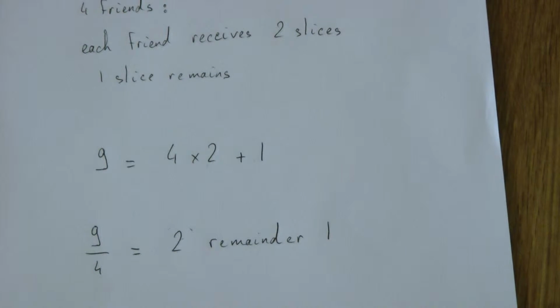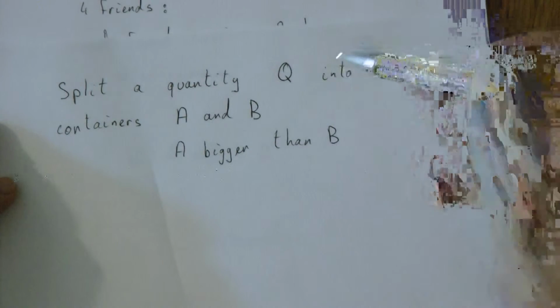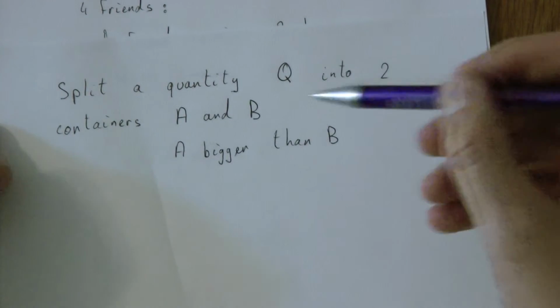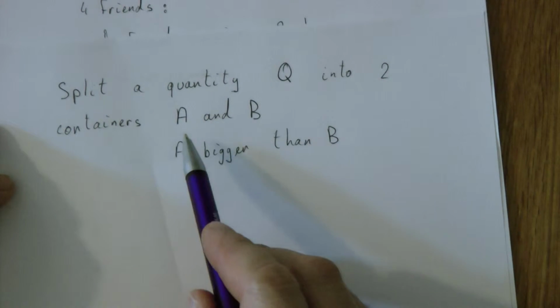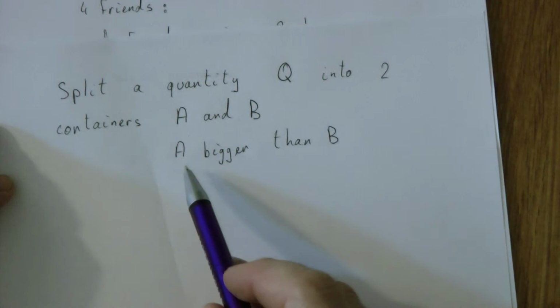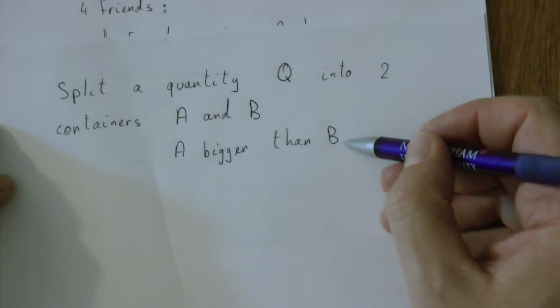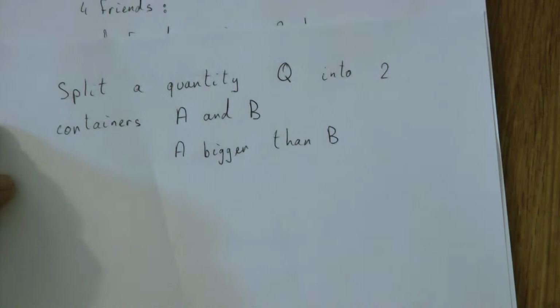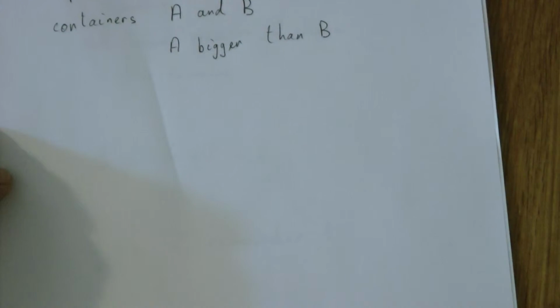So if we've got a problem where we need to allocate, to divide a quantity into several containers, just keep it simple. We've got container A and container B, where A is bigger than B. And we want to use as many containers A as possible before starting to use the smaller container B for whatever is left over of our quantity Q. So how could we go about solving this?